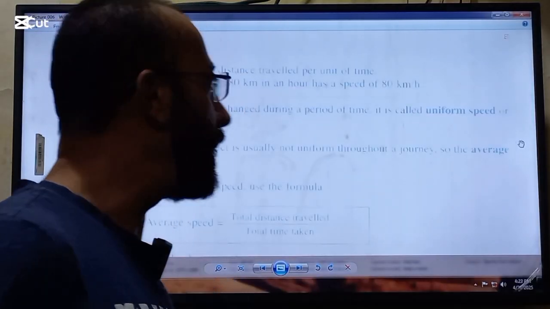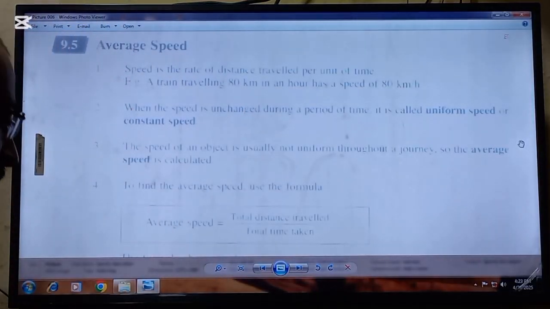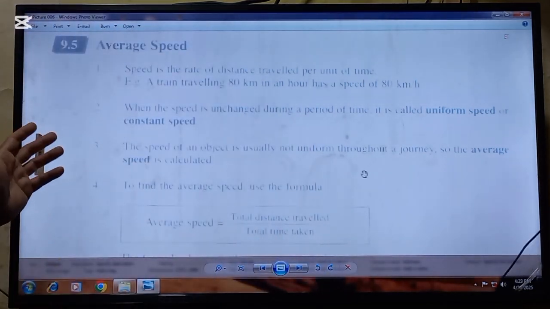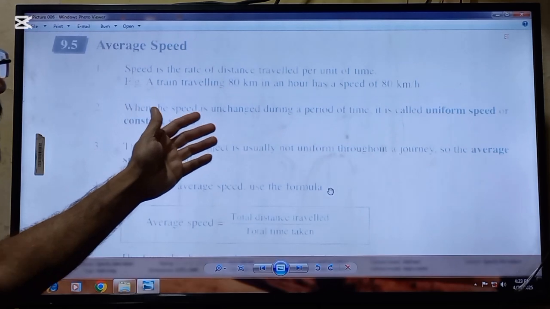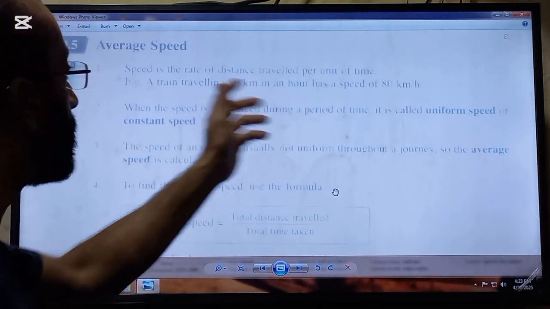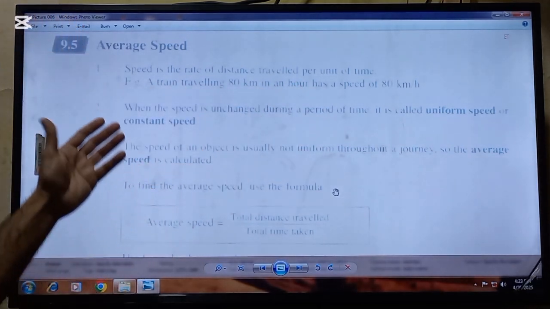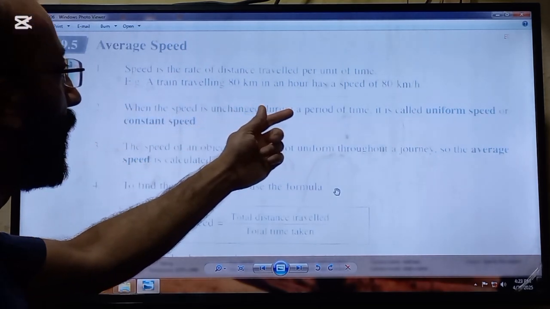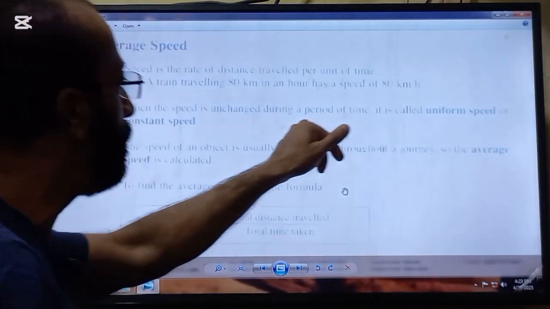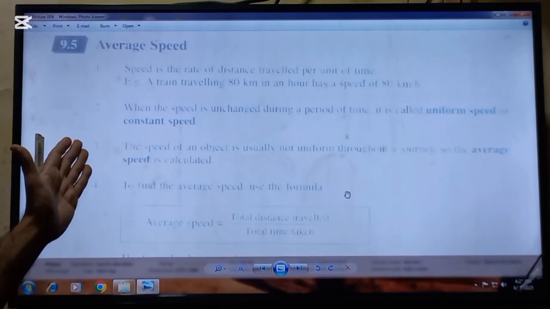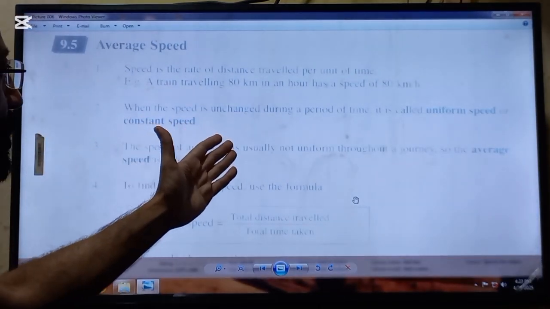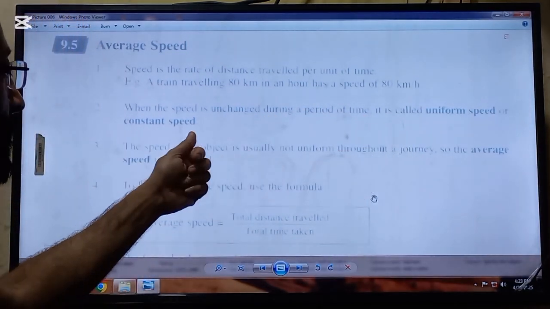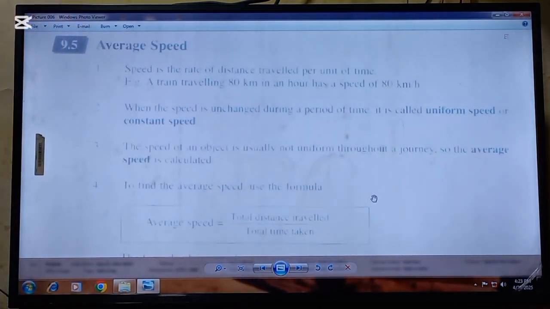The next topic in the lecture is average speed. So the points to understand and remember in this topic are: speed is the rate of the distance traveled per unit of time. So this is the definition of the speed. For example, a train traveling 80 km in an hour has a speed of 80 km per hour. Number 2 point is when the speed is unchanged during a period of time, it is called uniform speed or constant speed, because speed is not changing.